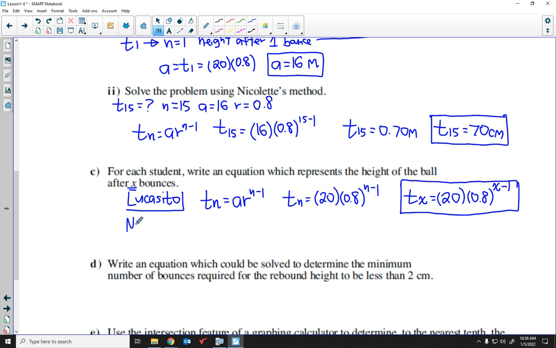For Nicolette, do the same thing. We'll get a general term equation. So we'd have T of n is equal to, her first term is 16. So you'd have 16 and then you'd have 0.8. Actually, we got to correct this. This is wrong here. I made a mistake with Lucacito's. Okay, 16 times 0.8, and then we've got x minus 1. And I'll explain to you why it's wrong in a second here.